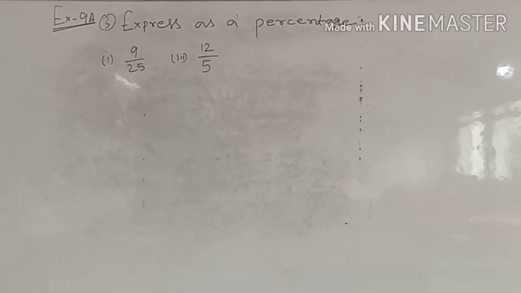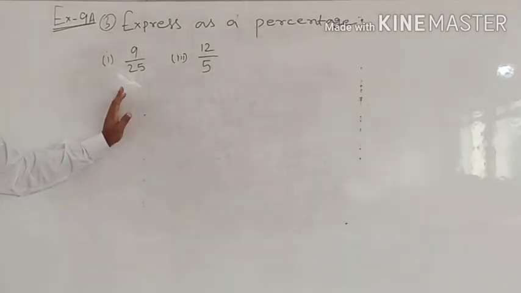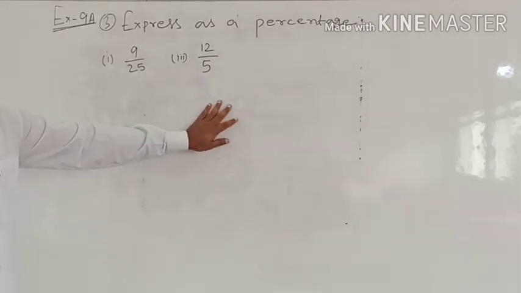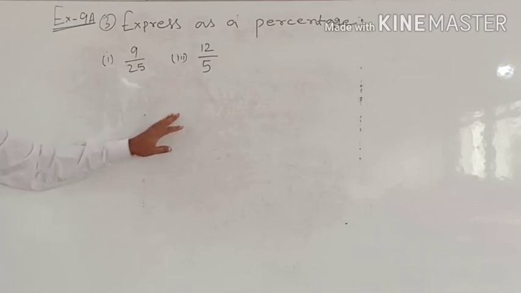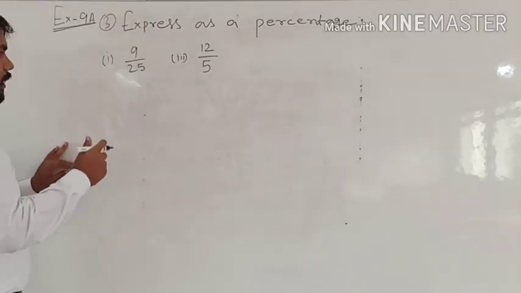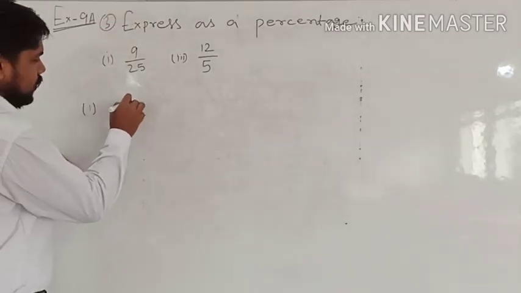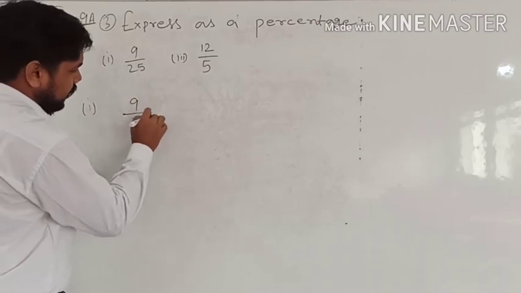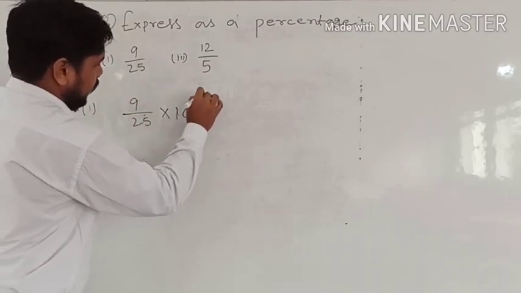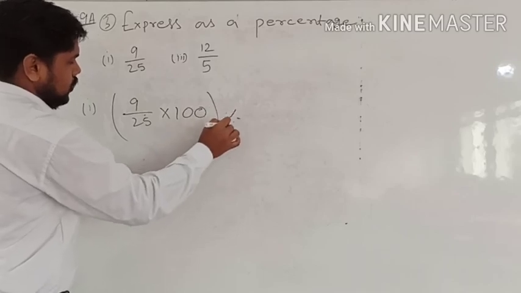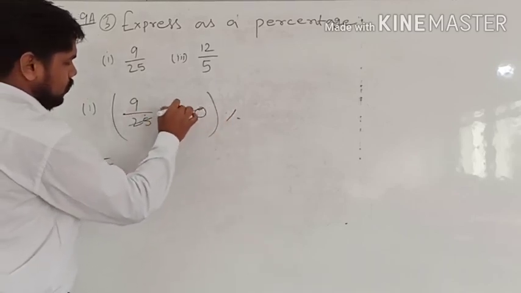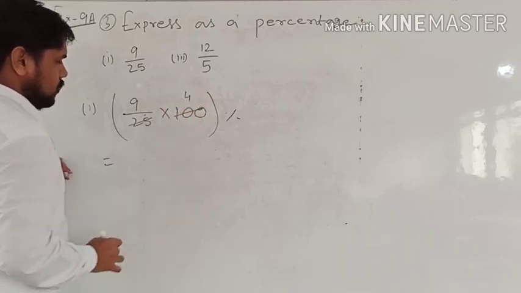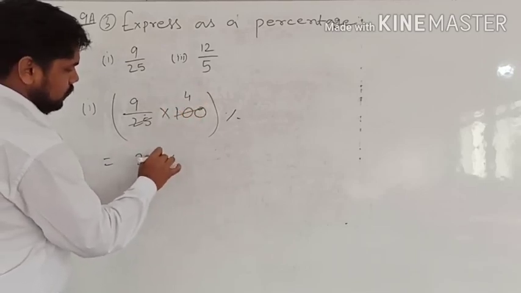Question number 3 is express as percentage. Here basically the number is given in fraction, and you have to convert it into percentage. We have learned how to convert the fractional number into percentage by multiplying, right? So let us multiply. The first one: 9 divided by 25 multiplied by 100%. Now 25 goes 4 times, so 36%.